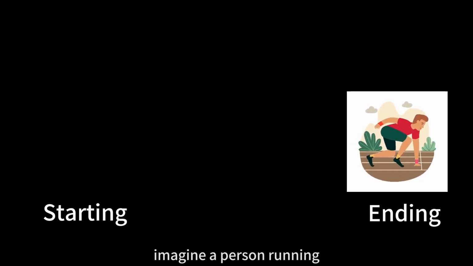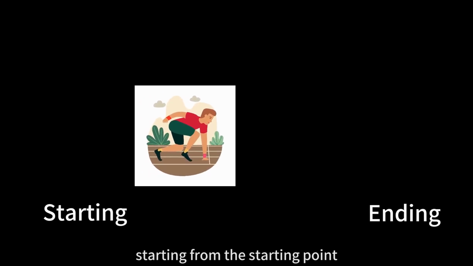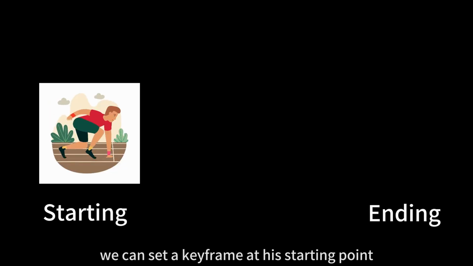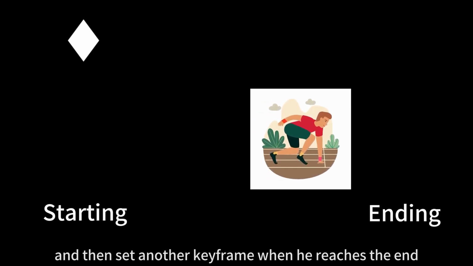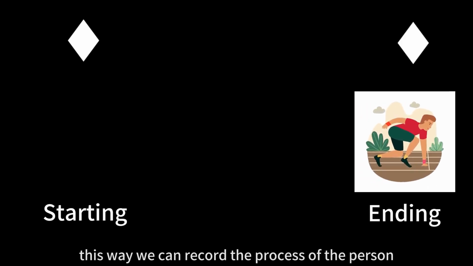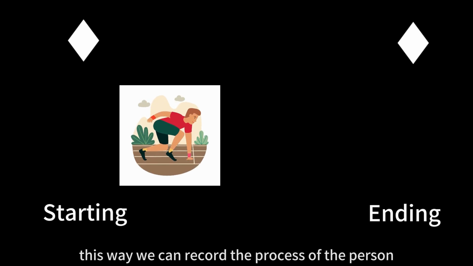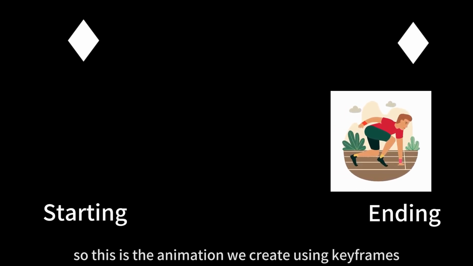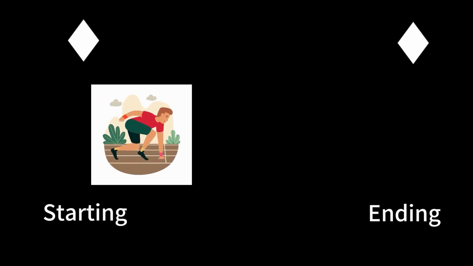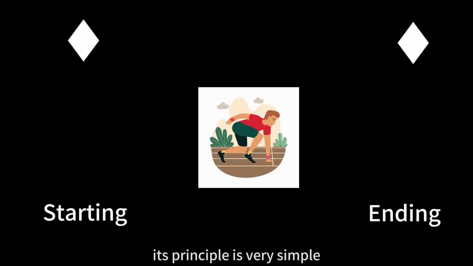For example, imagine a person running, starting from the starting point and eventually reaching the end point. We can set a keyframe at his starting point, and then set another keyframe when he reaches the end point. This way, we can record the process of the person running from the start to the end. So this is the animation we create using keyframes. In fact, its principle is very simple.